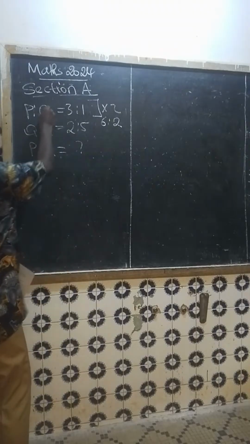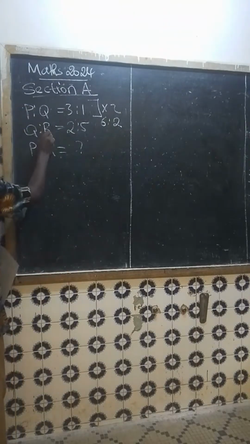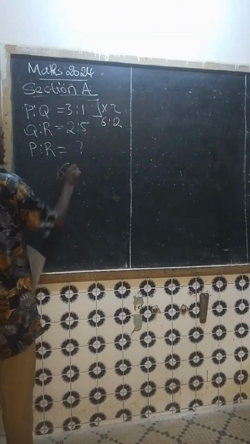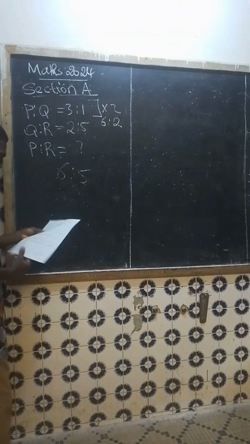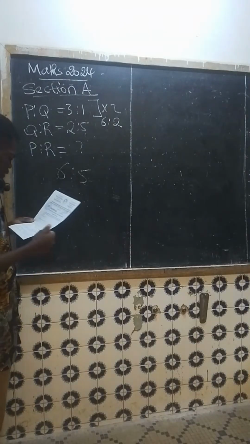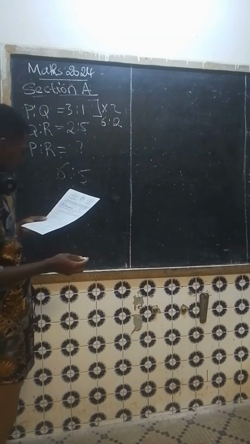If Q here and Q here are the same, then P is to R is going to be what? 6 is to 5. So that's the answer. 6 is to 5, option B.